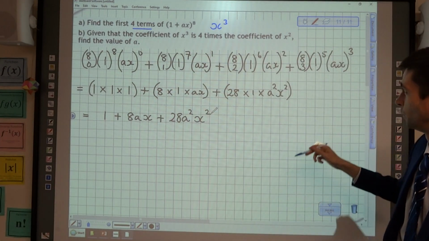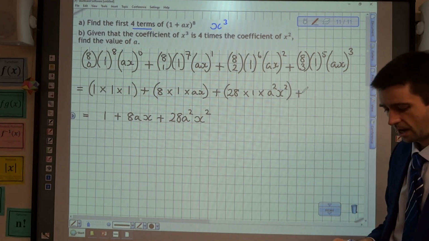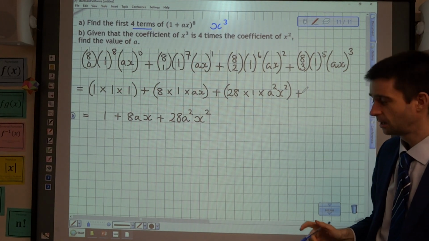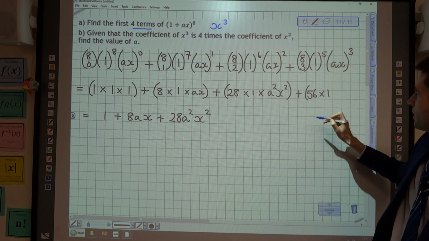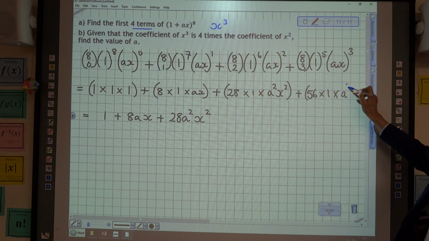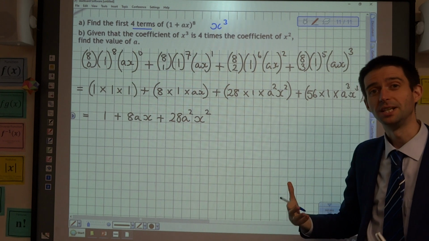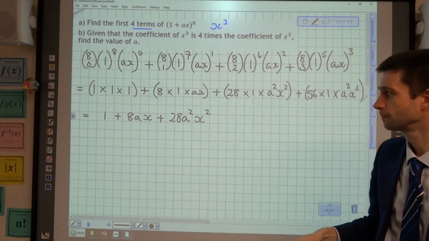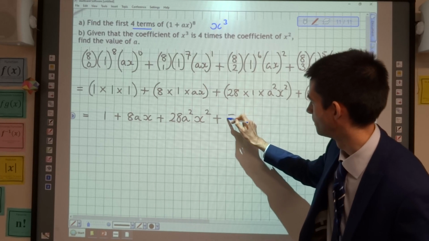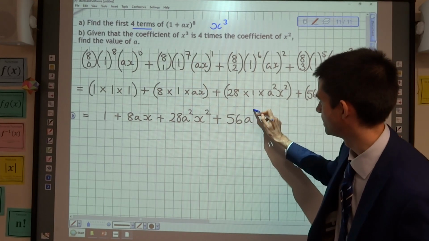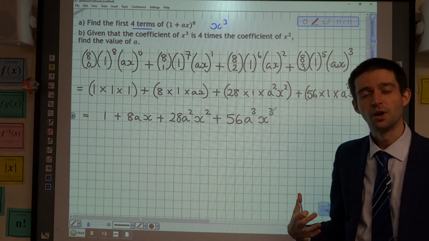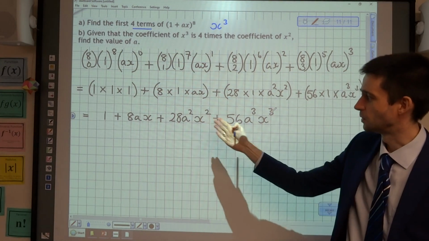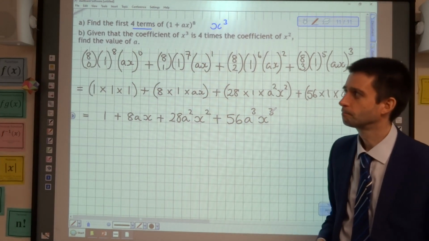Okay. And the last term that we're dealing with, 8 choose 3, so again 8 shift divide 3 is 56, times by 1, because that's 1 to the power of 5, multiplied by a cubed x cubed, and again remembering that as well as cubing the x, we're cubing the a, the coefficient of x. So my fourth term that I've been asked for is going to be 56a cubed x cubed, and that is the answer to part A. That is the first 4 terms of the expansion in terms of a, the unknown coefficient.